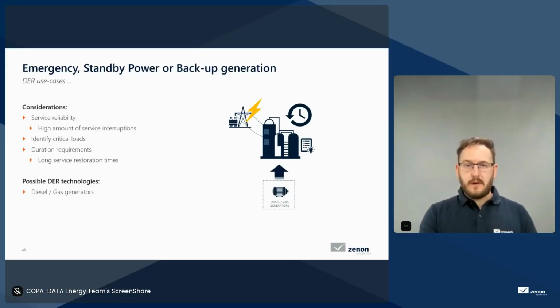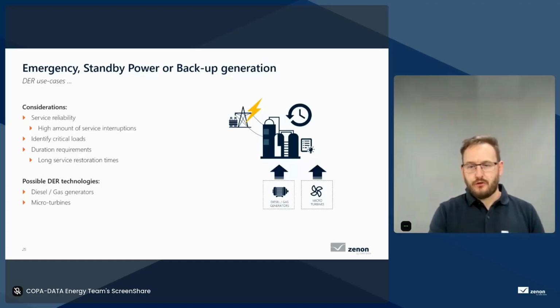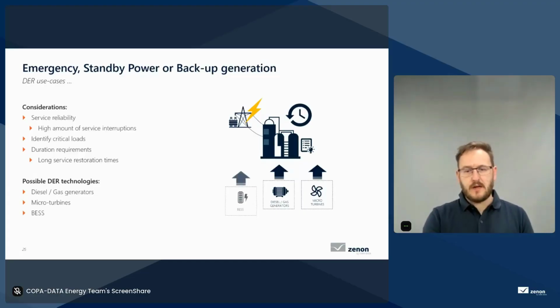What can we deploy? One of the cheapest and most often used is still diesel or gas generators. They are highly mobile, very cheap, and this is still a very good solution, especially for emergency or backup power, distributed energy resource. The same with micro turbines: slightly more expensive, more of a permanent solution, but again viable.